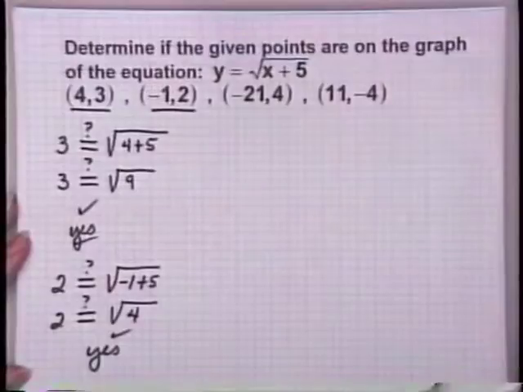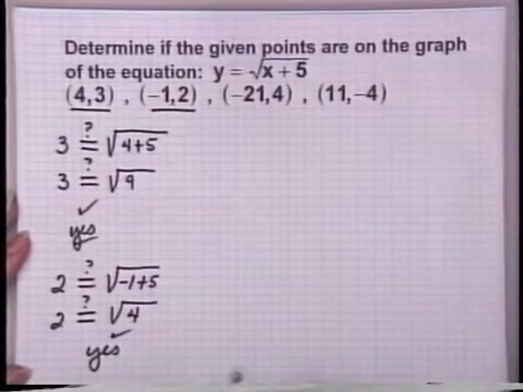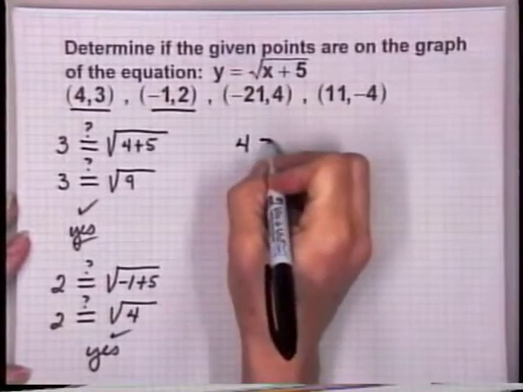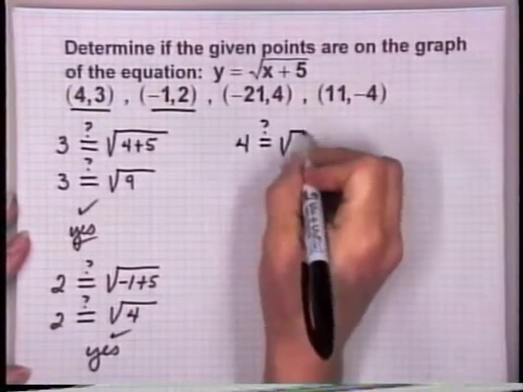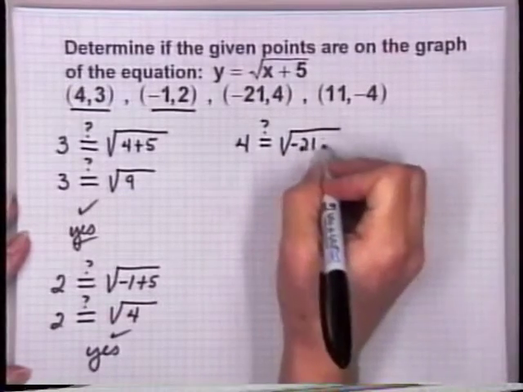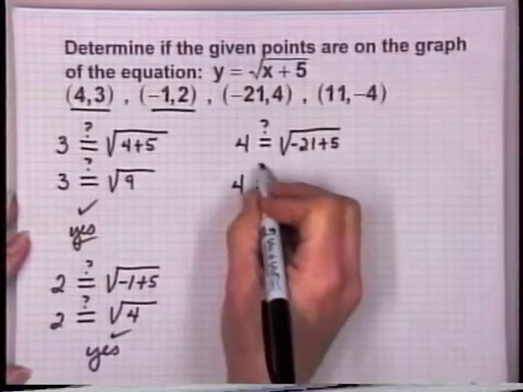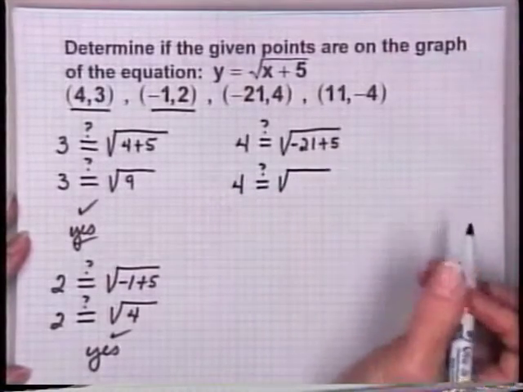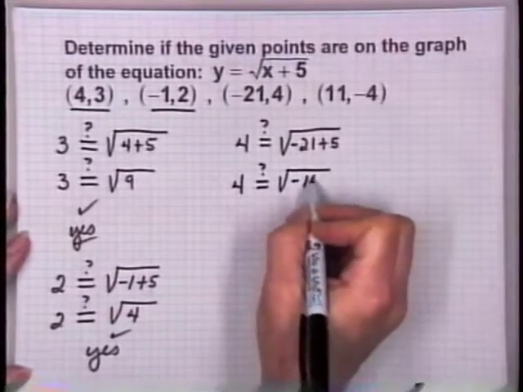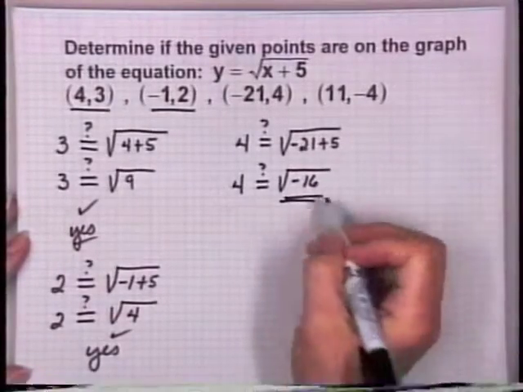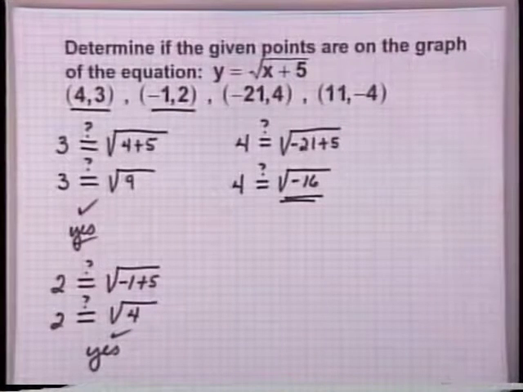Now, let's go to our third point where x is -21 and y is 4. Put 4 for y. Does that equal the square root of -21 plus 5? Now, as we simplify here, what's going to happen under this radical? -21 plus 5 is going to be a -16, isn't it? What do we know about square roots of negative numbers? Those are not real numbers, are they? That's a complex number. It involves the imaginary number i, if you recall from previous studies of mathematics.